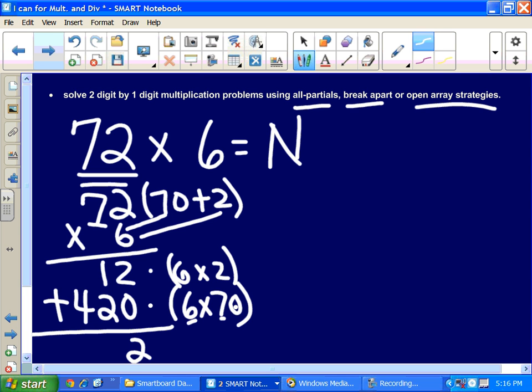2 plus 0, 2. 2 plus 1, 3. And then 4. So 432. That's using the all partials. Well, we should also get the same thing if we use the break apart.